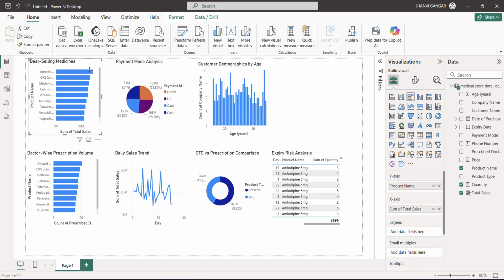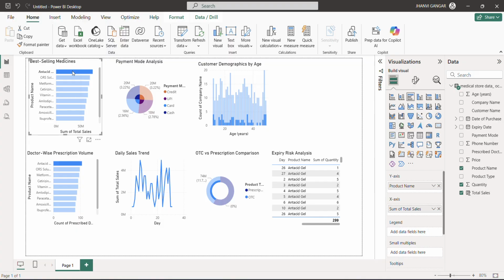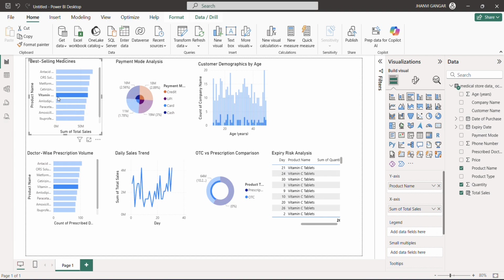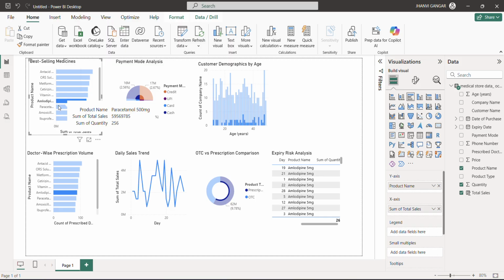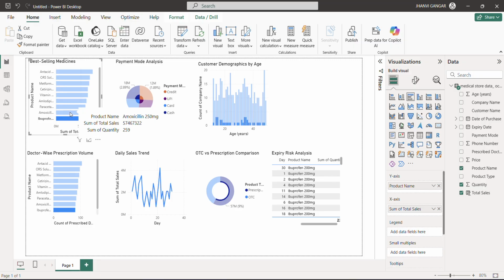So the first one is the best-selling medicines. For this, we have chosen the name of the product on the y-axis and the sum of the total sales on the x-axis. And as you can see, the antacid gel is their best-selling product. And after that, we have ORS solution, then metformin, then cetirizine, then vitamin C tablets, then amlodipine, then paracetamol, amoxicillin, ibuprofen, and so on downwards. We can scroll and watch. So this chart gives us the data about the best-selling medicines.